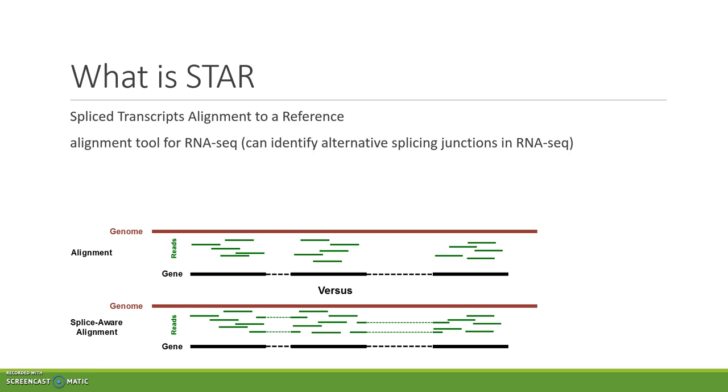Hi, today we will talk about STAR. STAR stands for Spliced Transcripts Alignment to a Reference. It's an alignment tool for RNA-seq. It can identify alternative splicing junctions in RNA-seq. It's free open source software developed by Alexander Dobin et al.